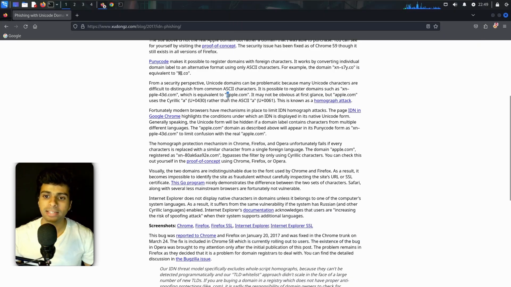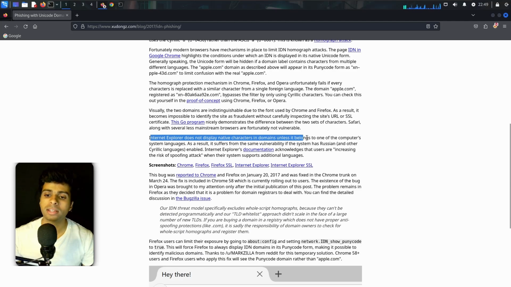Initially, we had used the Cyrillic A and the other characters in the domain were ASCII. Over here, the author has actually gone ahead and rendered all the characters in the domain in the Cyrillic character set. So visually, the two domains are indistinguishable due to the font used by Google Chrome and Firefox. As a result, it becomes impossible to identify the site as fraudulent without carefully inspecting the site's URL or SSL certificate. Internet Explorer does not display native characters in domains unless they belong to one of the computer's system languages. As a result, it suffers from the same vulnerability if the system has Russian and other Cyrillic languages enabled.